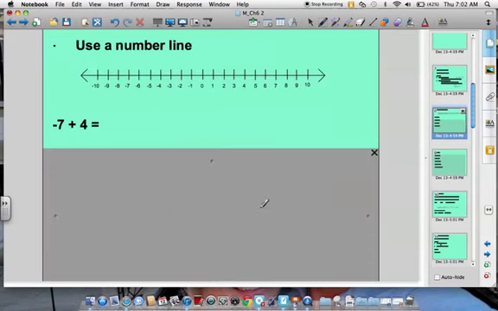We could also use a number line. If we do that, all we need to do is look at the first number they give us. So this problem, it's -7. I start at 0, and I walk all the way to -7. So now I'm here. Then it says plus a +4, which means I have to go back the other way in the positive direction 4 times. So I go 1, 2, 3, 4. Where did I end up? At -3, so my answer is -3.